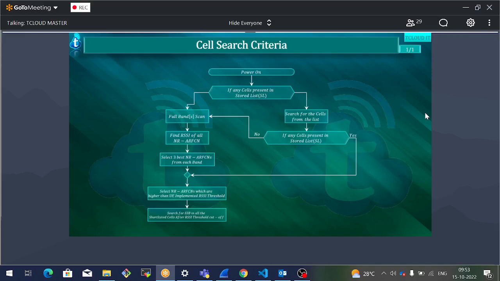And on the cells where mobile found a good RSSI threshold, it will have to detect the SSBs, synchronization blocks, these are called as. And why? What do these synchronization blocks help you with and how to detect them? All this is going to be the next best interesting part that we are going to see. Okay.